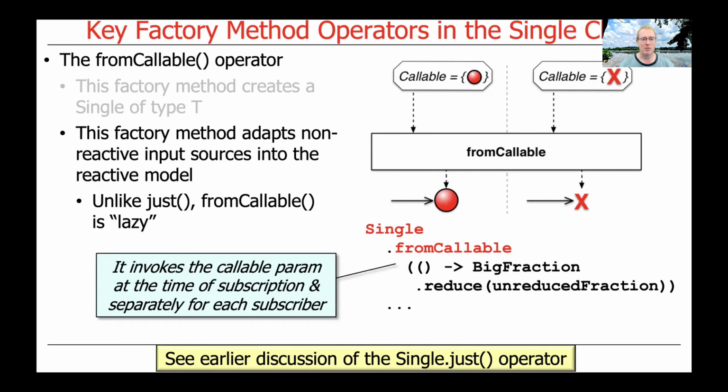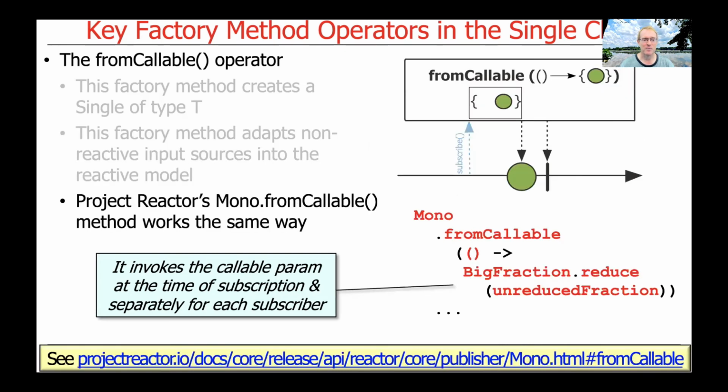It invokes the Callable parameter at the time of subscription, and therefore each different subscriber to this Single will receive a potentially very different value when the Callable is invoked. In this particular case, we're returning a reduced BigFraction, but you could do something that would involve runtime analysis or runtime dynamic creation of values, like using a random number generator. Each time someone subscribed, they could potentially get a different value using fromCallable. In contrast, the just operator works eagerly, so the value is captured at instantiation time. So the semantics are a little bit different.